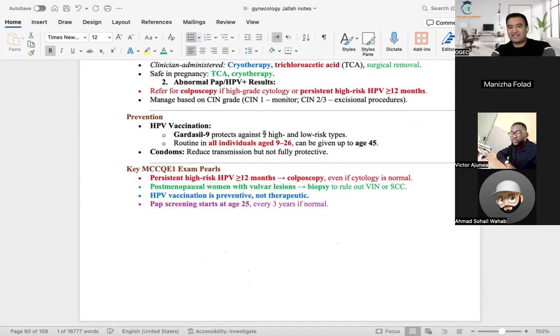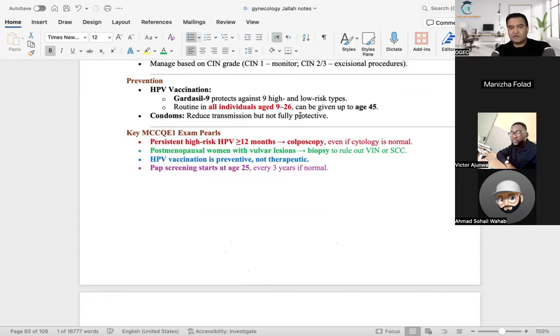Prevention, HPV vaccination. Gardasil 9 protects against 9 high and low risk types. Routine for all individuals from 9 to 26 for male, and 9 to 26 for female and up to 45. So if they specify it for female, it is up to 45. If they are specifying it for male, it is 9 to 26. Condom reduces transmission, but not fully protective. Okay, so they may ask you about this, does the condom help? It helps, but not all the way or completely.